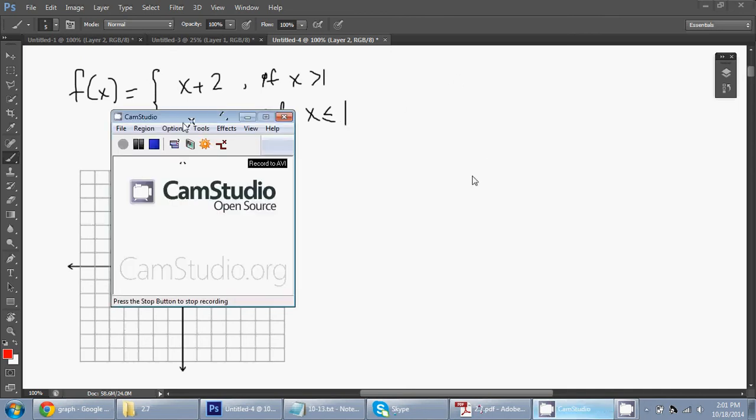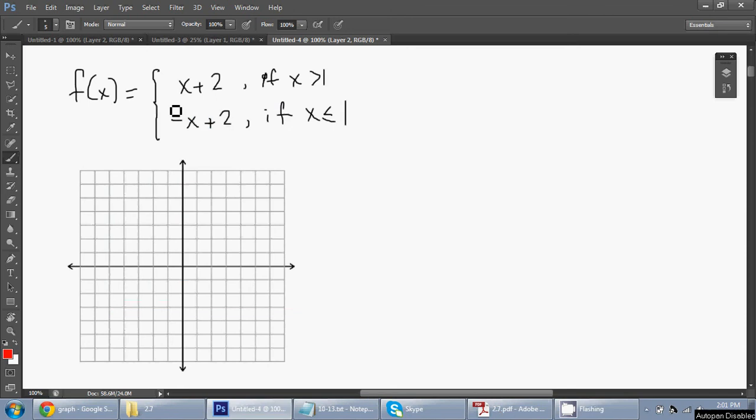This is section 2.7, graphing piecewise functions. When you see a piecewise function, it's different from graphing a regular function because there's usually more than one equation involved. So in this example, there's two equations.